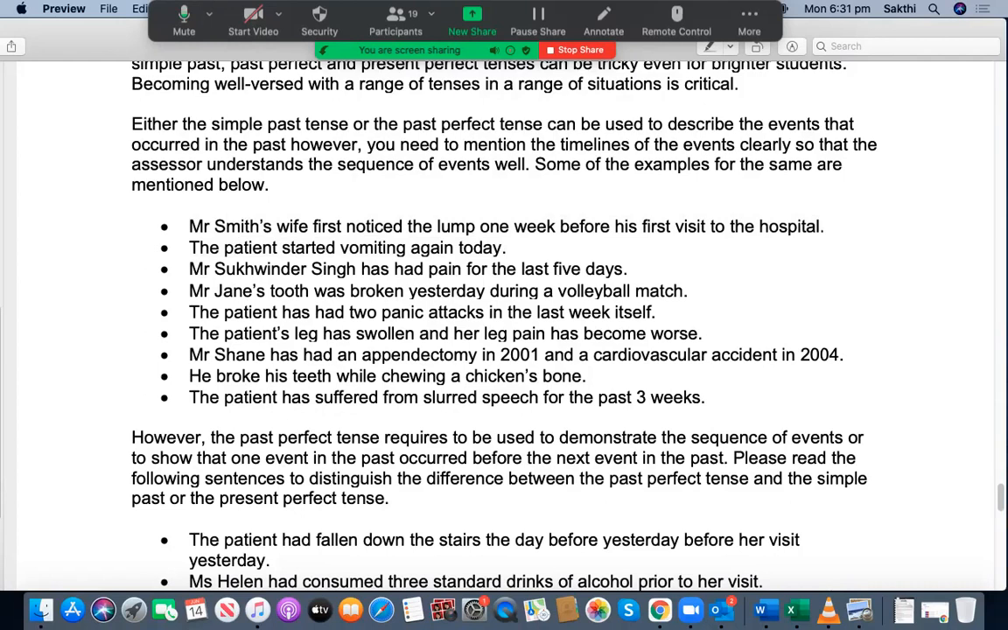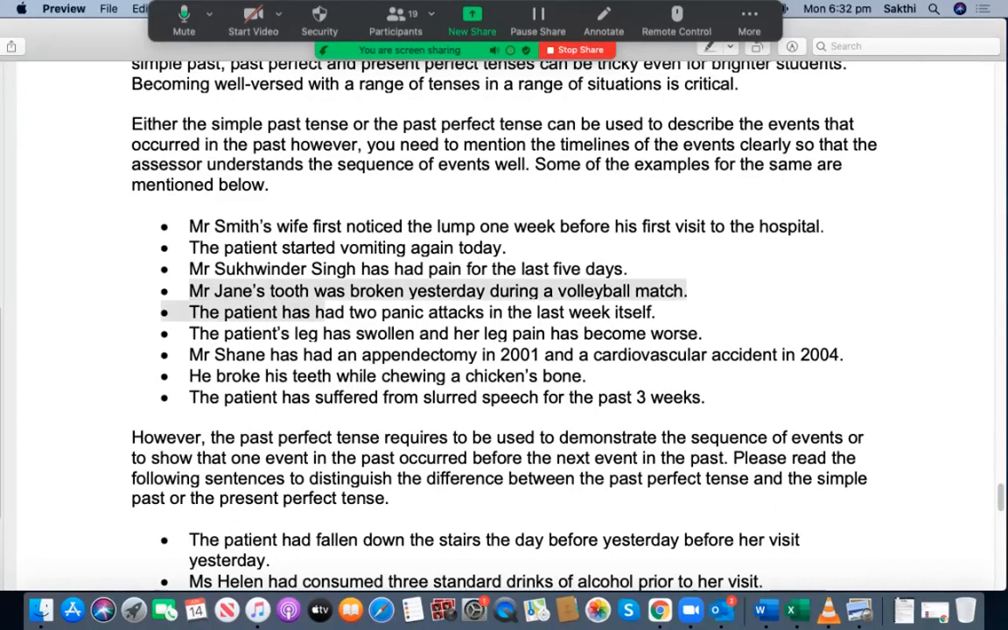So we are clearly telling this. See this one, "again" today. Yes, so this means he did something in the past as well. He did vomit in the past, or maybe yesterday or the day before yesterday or so on, okay? Mr. Swikinder Singh has had pain for the last 5 days. See this one, "for" can go with the duration. So for the last 5 days or for the past 5 days or so on, okay?